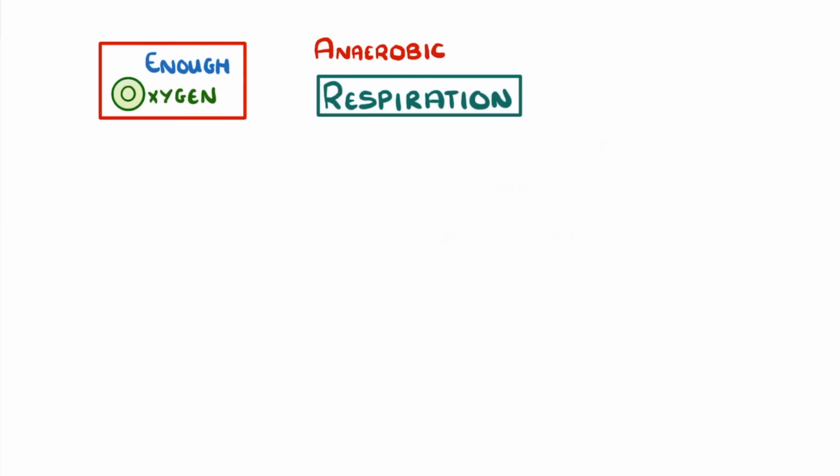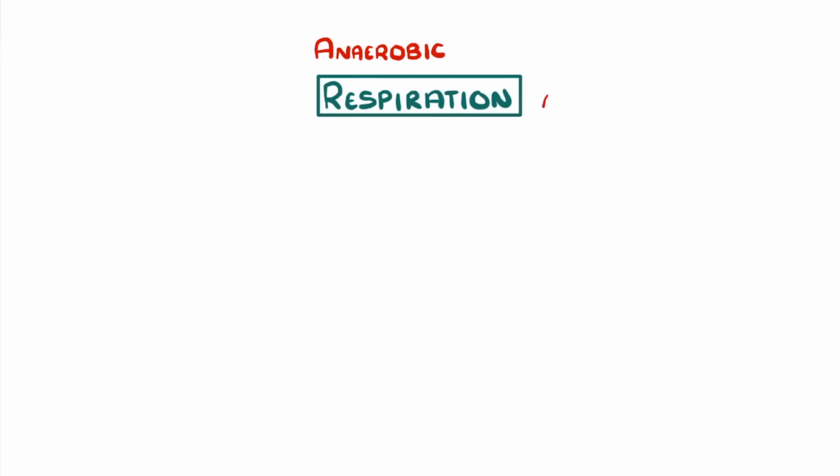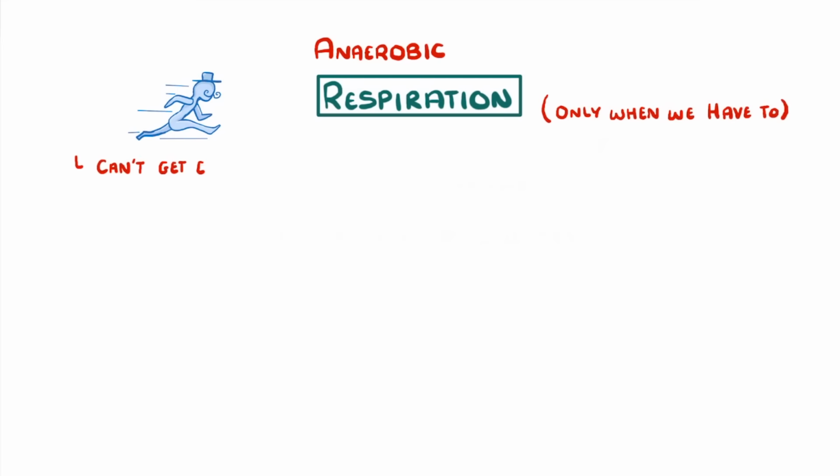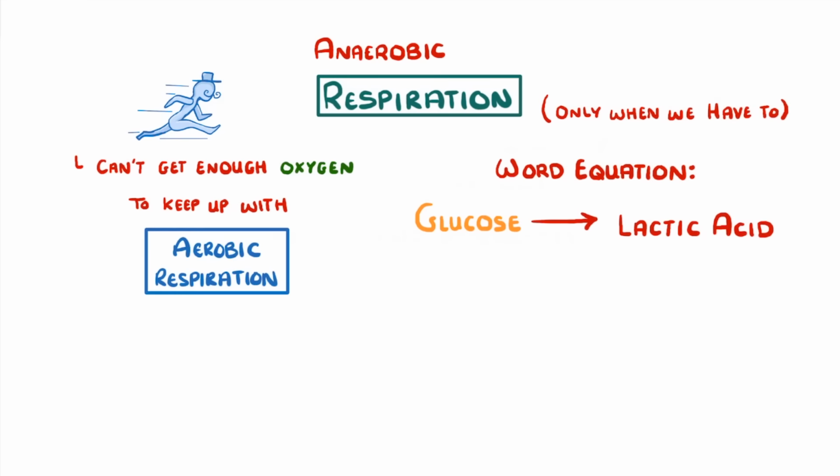Now, anaerobic respiration is basically respiration without oxygen. We only do this when we really have to. For example, when we're sprinting and can't get enough oxygen to our tissues in order to keep up with the demands of the more efficient aerobic respiration.